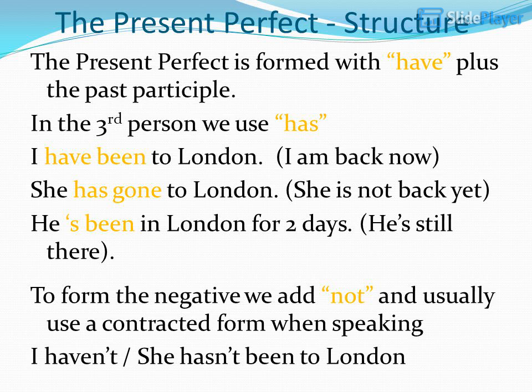He's been in London for 2 days. He's still there. To form the negative, we add not and usually use a contracted form when speaking. I haven't, she hasn't been to London.